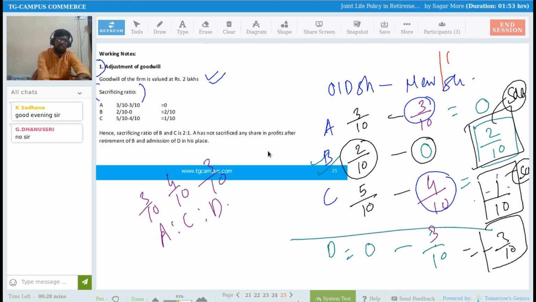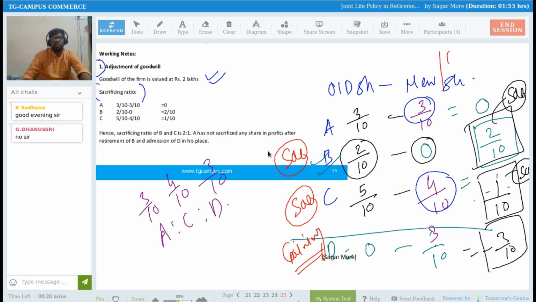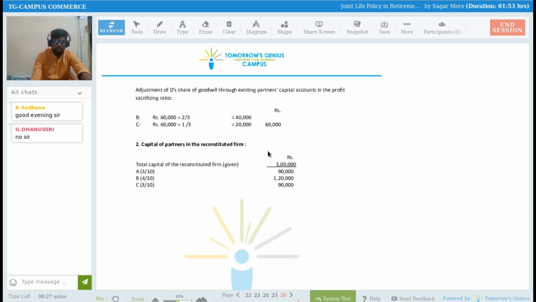Right? The sacrificing partners are B and C. B is the sacrificing partner, C is the sacrificing partner, and D is the gaining partner. And you are aware now. So which account do we have to debit, gaining or sacrificing partners? Always we have to debit the gaining partner's capital account, and we have to credit the sacrificing partners' capital accounts as per their ratio. Understood? Now see.